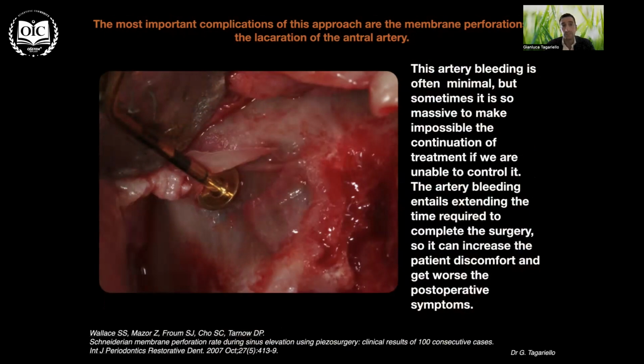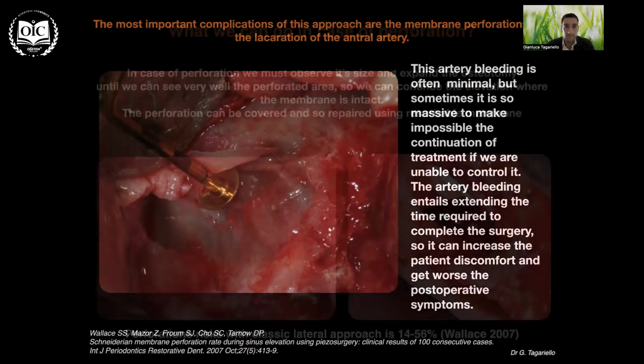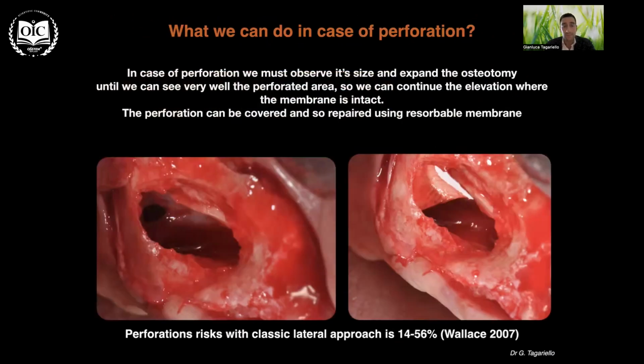The most important complication of this approach is the perforation of the membrane, but also the laceration of the arterial artery that you can see during the surgery. If we have a perforation, we have to expand the osteotomy until we can see the perforated area very well, so we can continue the elevation where the membrane is intact. The perforation can be covered and repaired using a resorbable membrane. The perforation risk with the classical lateral approach is between 14 and 56% of the cases treated with this technique.